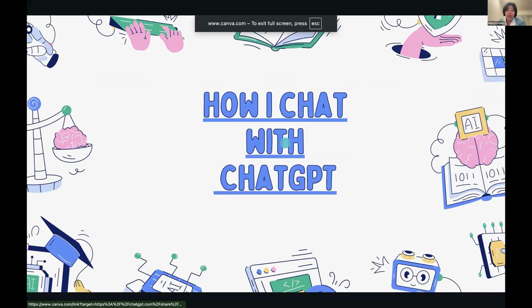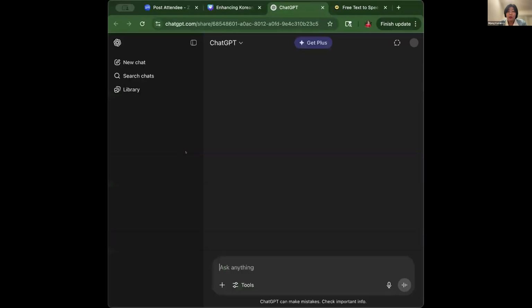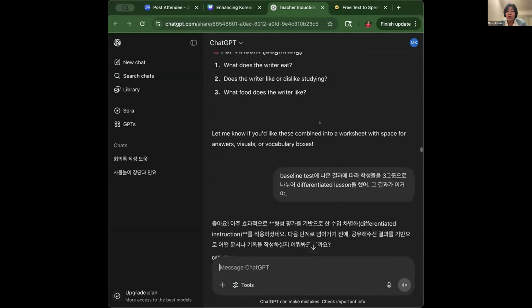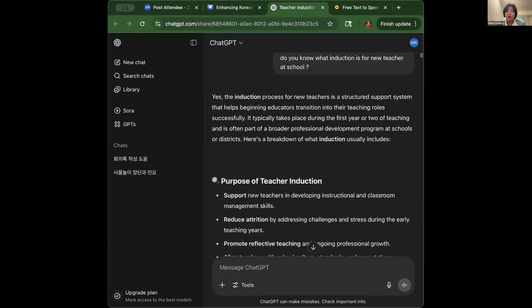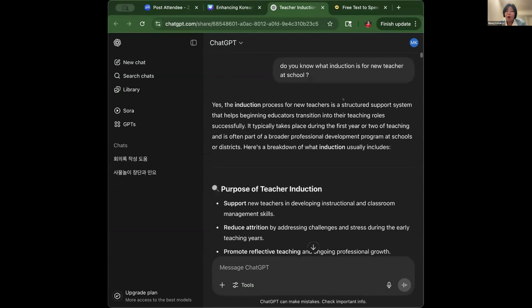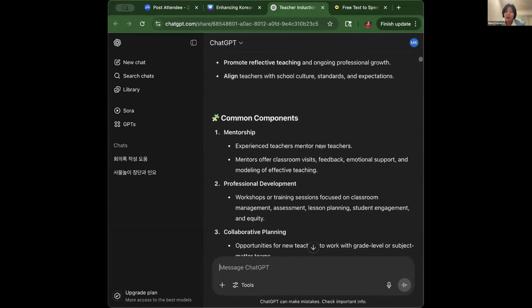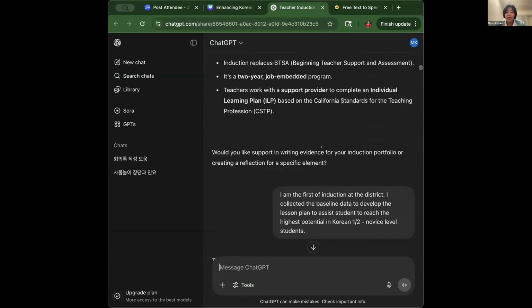So this is how I chat with ChatGPT. This is a history that I used. From the beginning, I introduced what I need. This is a part of my induction program, so I just suggested what induction purposes are for the teachers to learn after this program.